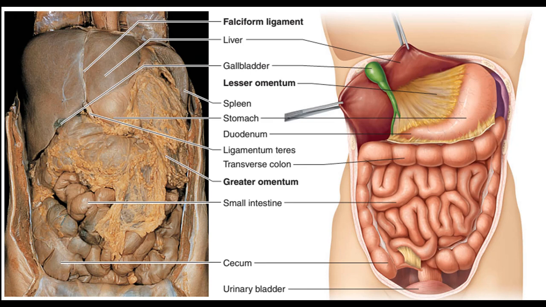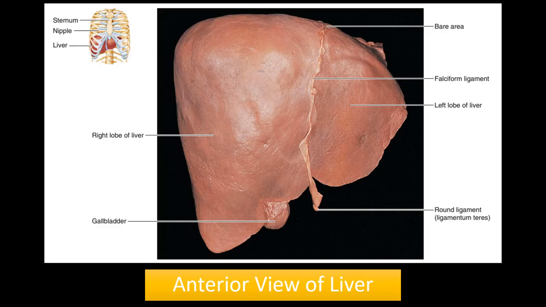Here you can see a real anatomy. There's a real picture dissected from a human body, and you can see the liver here. This particular area is going to be the ligament. This particular area is going to be the gallbladder. Here we are having the spleen, and here you can see the small intestine, and here you can see the cecum connected with the large intestine.